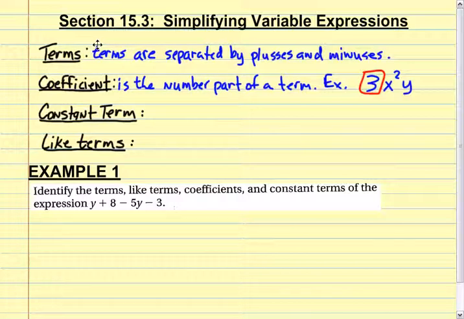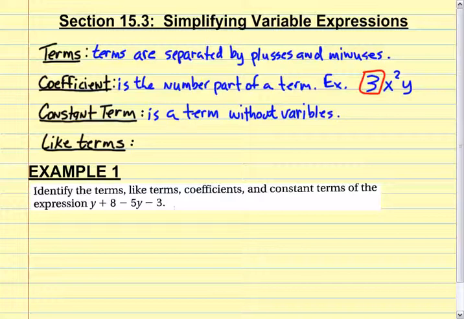Okay? Now, a constant term is a term without variables. It's what you have been working with all of your life. Example, 4, 2, 12, -7. Those are all just constants. They never change, right? This number up here changes depending on what the variables equal because they vary. That's why they're called variables. This is a constant. It never changes.